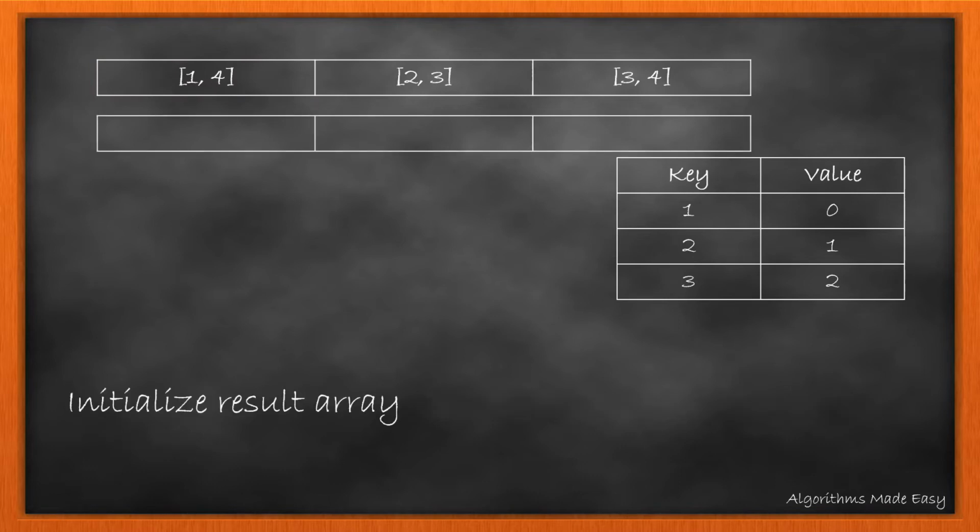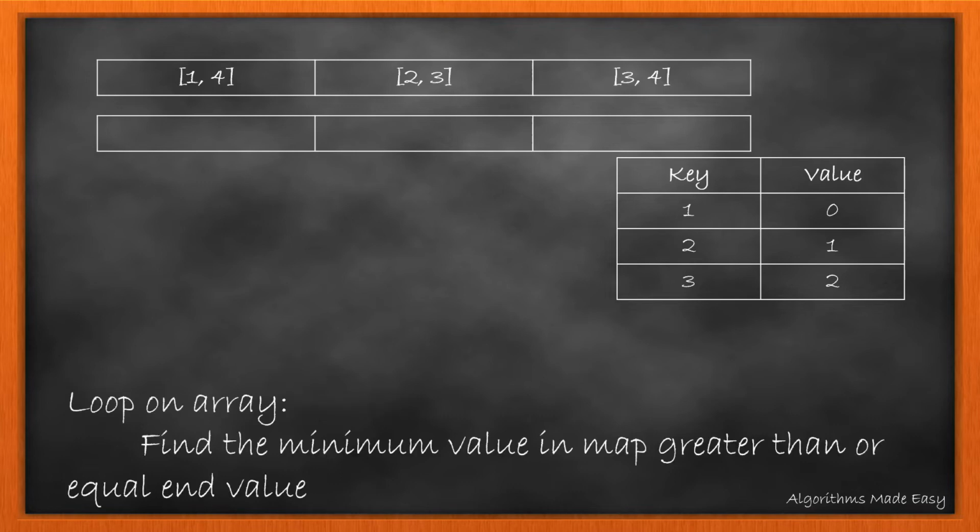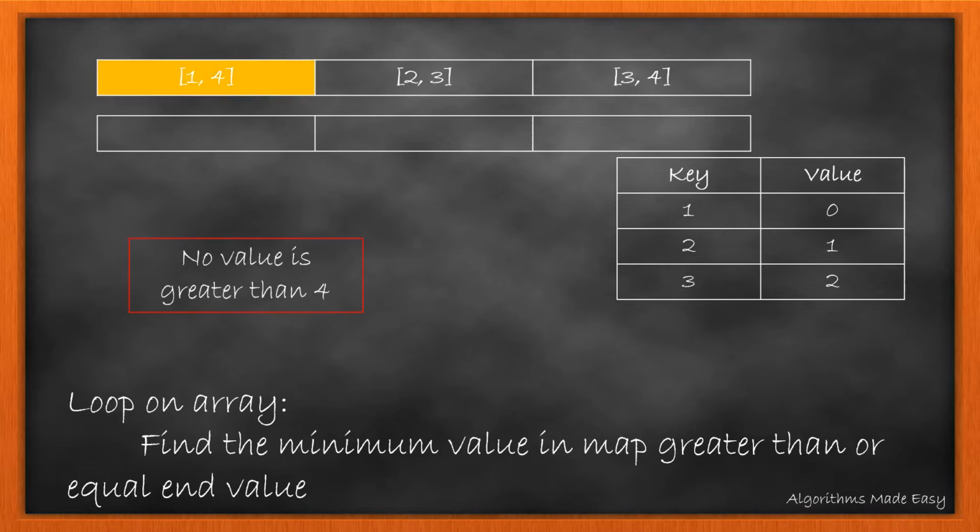Now that we have the map ready, we will initialize the result array. We will loop on the input array and find the start value which is greater than the end of the current interval. We start with index 0. As there is no value in the map greater than or equal to 4, we know the interval does not exist and so we put -1.